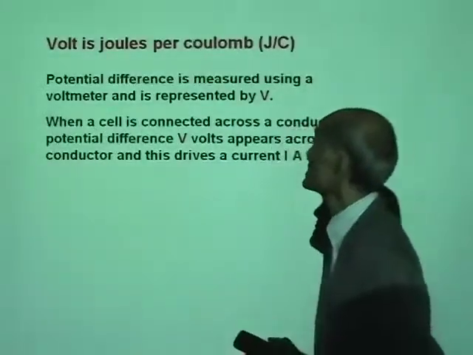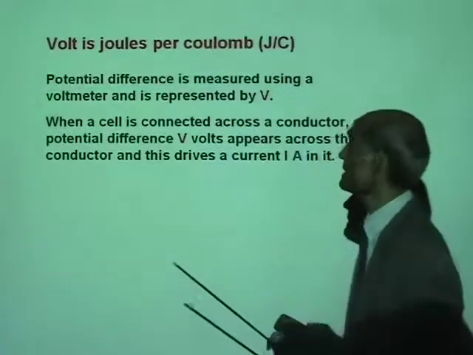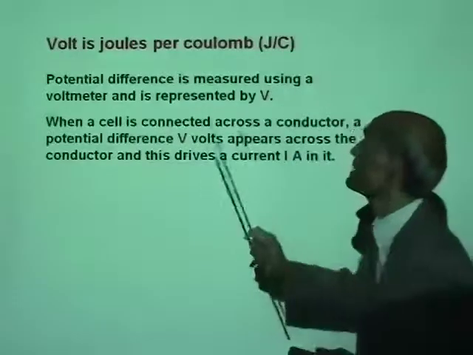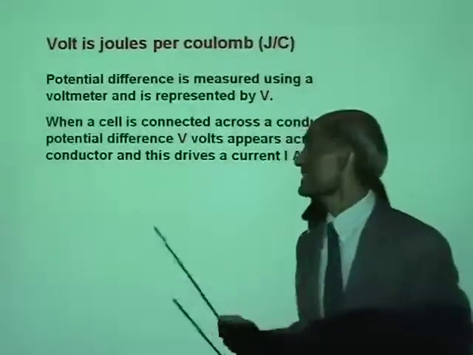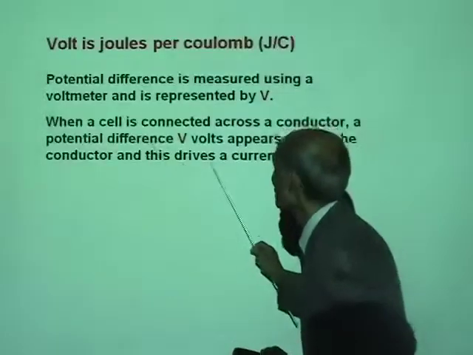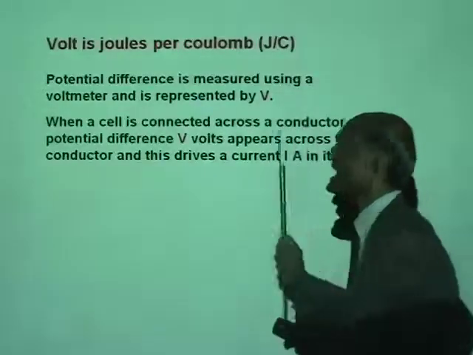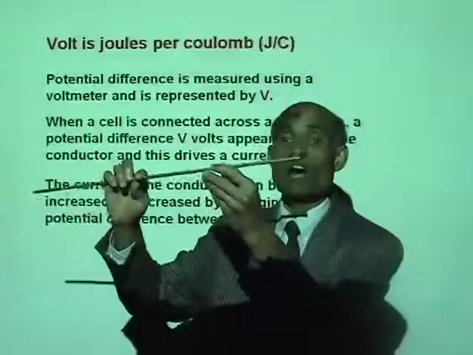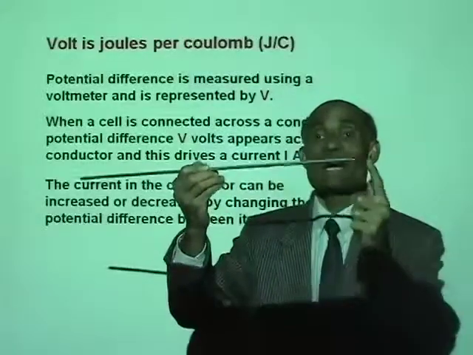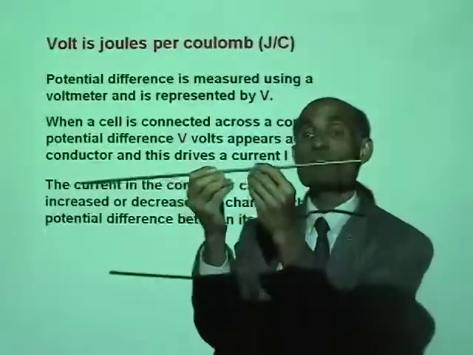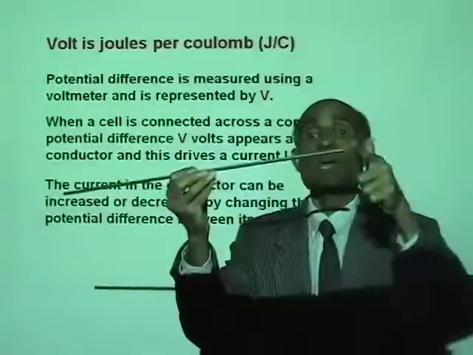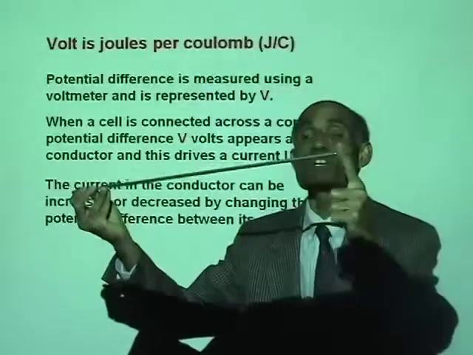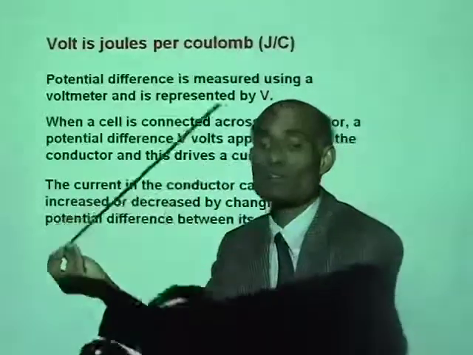Now, potential difference is measured using a voltmeter and is represented by the uppercase V. When a cell is connected across a conductor, a potential difference V volts appears across that conductor, and this potential difference will drive a current I ampere in it. In order to drive a current in this conductor, what do I do? I connect it to a cell. What will the cell do? The cell will set up a potential difference between the ends of the conductor. And it is that potential difference which will drive a current in here.